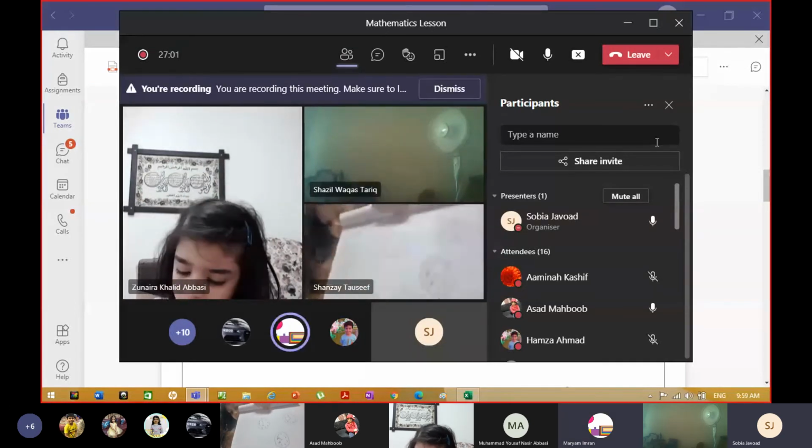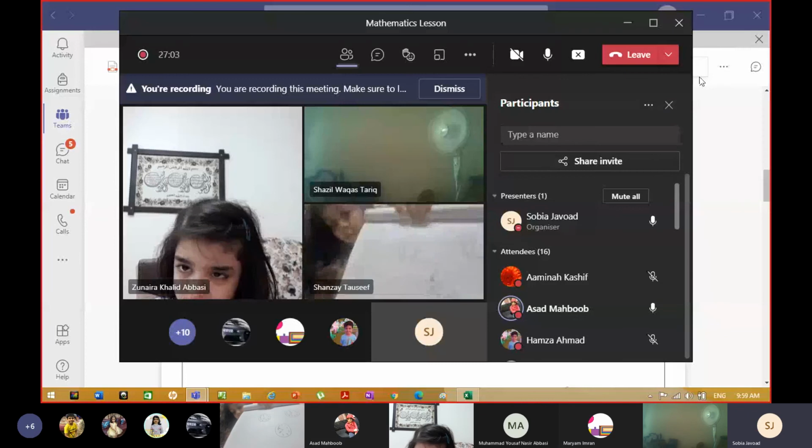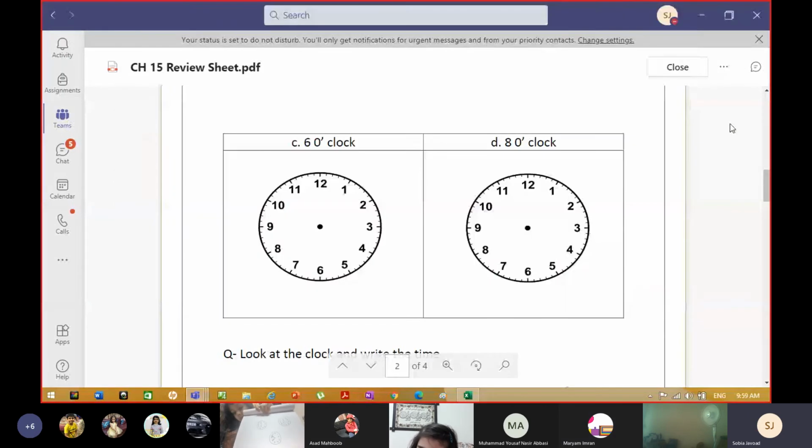Half past 8 should be like this, beta. See, the small hand should be between 8 and 9, and the long hand should be on 6. So be careful. For half past 8, the short hand should be between 8 and 9, and the long hand should be on 6. Then that will show half past 8. Keep this in your mind. Check your work.